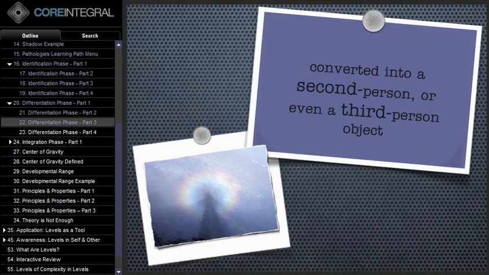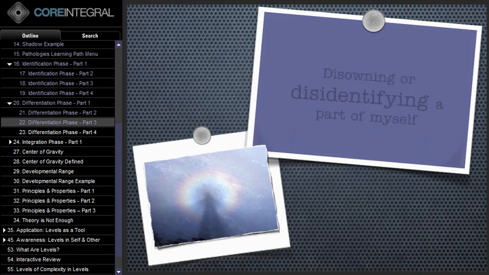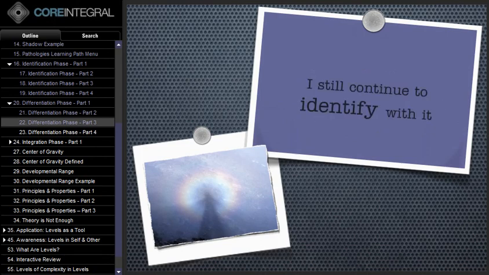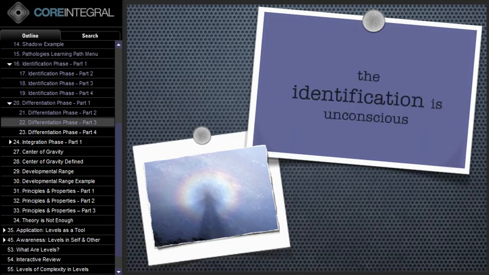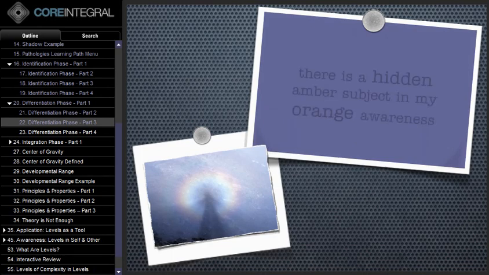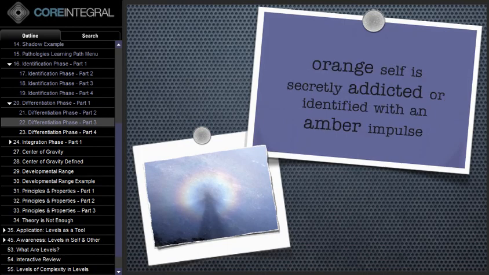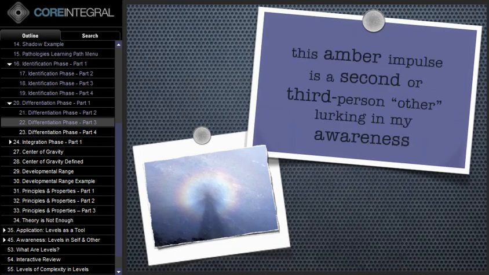This is when the process described in the earlier section takes effect. Disowning or disidentifying a part of myself creates a situation where I still continue to identify with it. But this time, the identification is unconscious. It is an unconscious attachment. In the case of my new orange self-identity, having a hidden attachment to my amber anger, which I have now disowned, means that there is a hidden amber subject in my orange awareness.